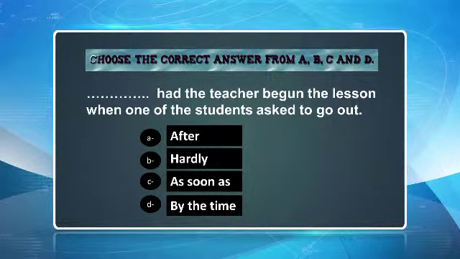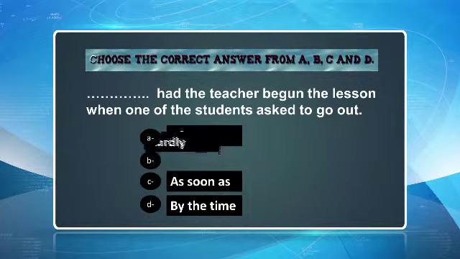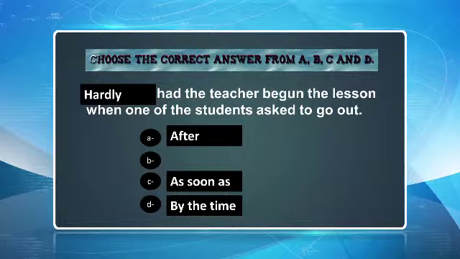Next sentence, blank had the teacher begun the lesson when one of the students asked to go out. So let's think of this again. Which of these conjunctions is the most appropriate for this sentence? Exactly. Hardly had the teacher begun the lesson when one of the students asked to go out. And you can tell that there is a bit of difficulty that is being faced in this situation. And of course, the indicators in this sentence are had the teacher and when. So we are dealing with issues of time to answer this question and to narrow down our choices to come up with the answer.